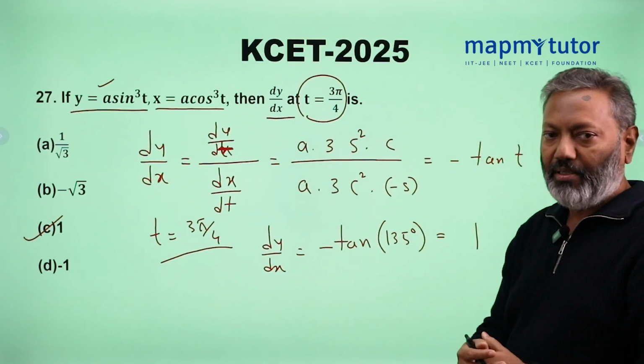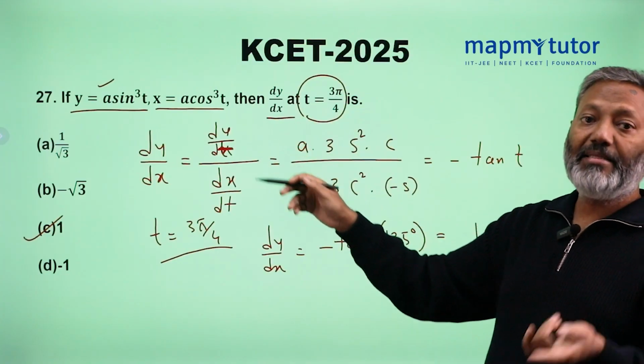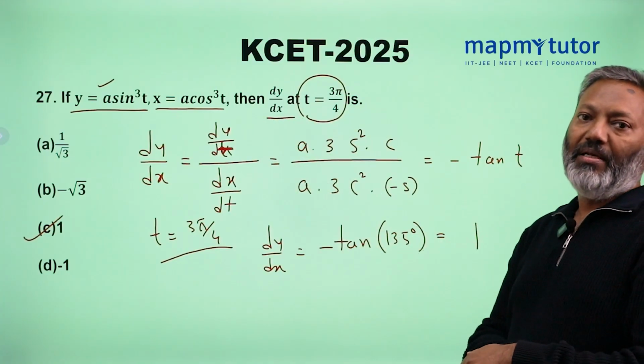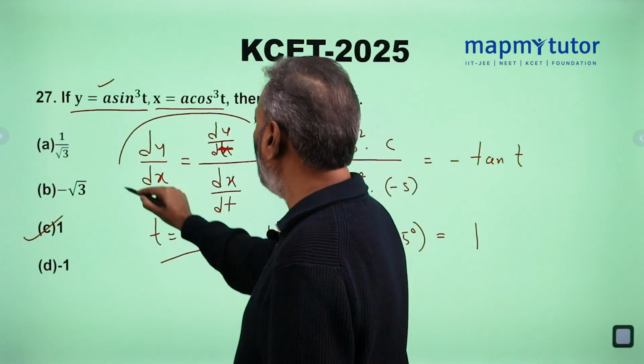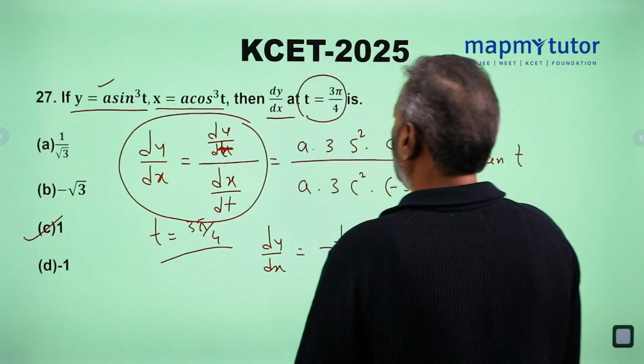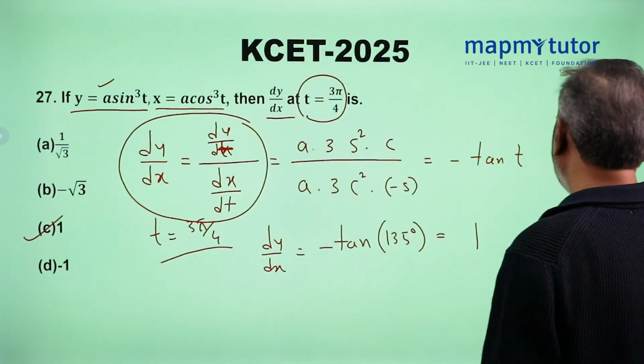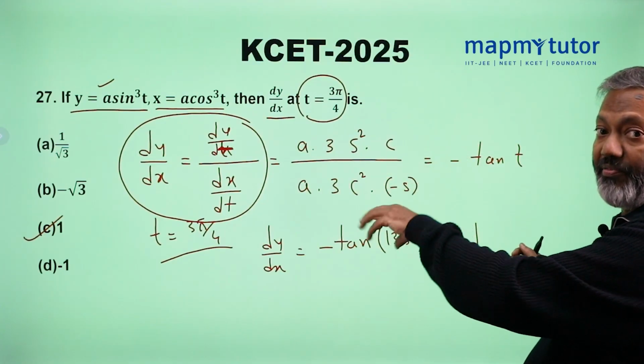So whenever you want to calculate dy by dx at some point, first calculate dy by dx and then use that point. But here the important thing is parametric equations, and this is the formula to find dy by dx whenever parametric equations are given. So it comes under methods of differentiation.